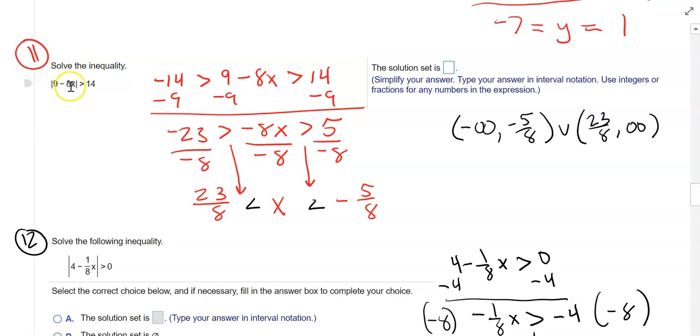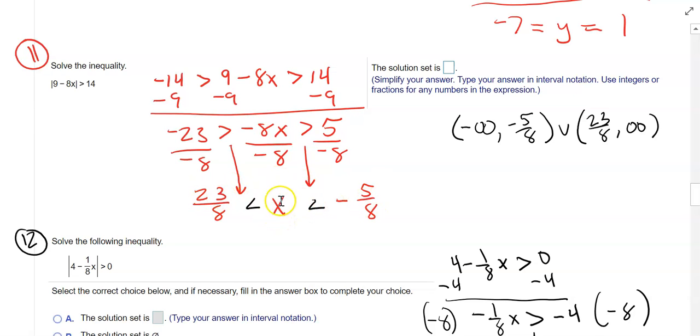For number 11, it's already isolated, so I just have to solve for 14 as well as -14. I solve. The thing that happens differently here is when I am dividing by a negative, that means we have to change our signs from greater than, and they both become less than. And in looking at this, sometimes it's a little unsure of whether or not it's going to be -5/8, comma 23/8 parenthesis. You just pick a number that's in between these two numbers.